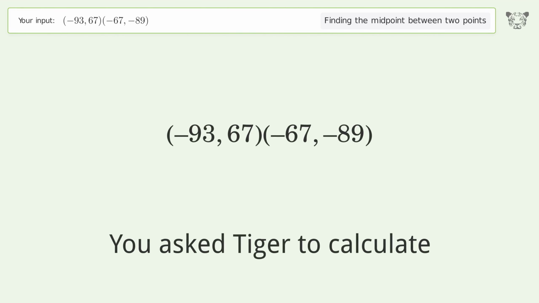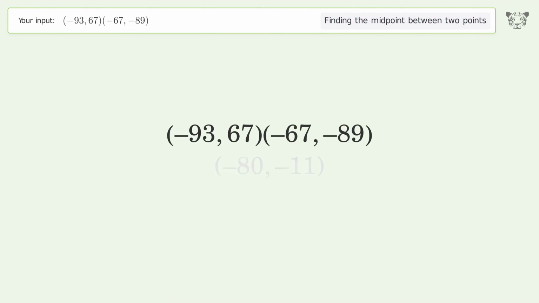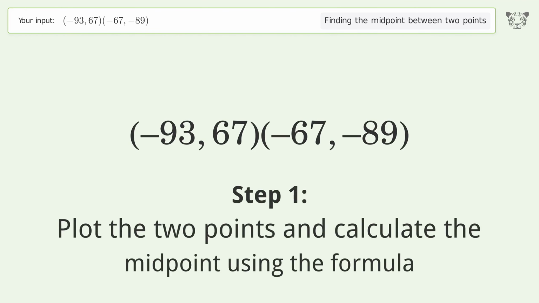You ask Tiger to calculate. This deals with finding the midpoint between 2 points. The midpoint between the 2 points is -80, -11. Let's solve it step by step. Plot the 2 points and calculate the midpoint using the formula.